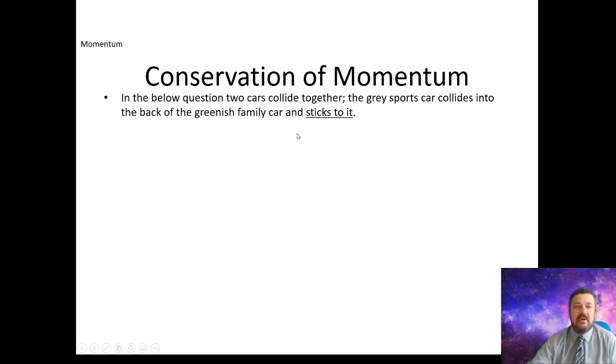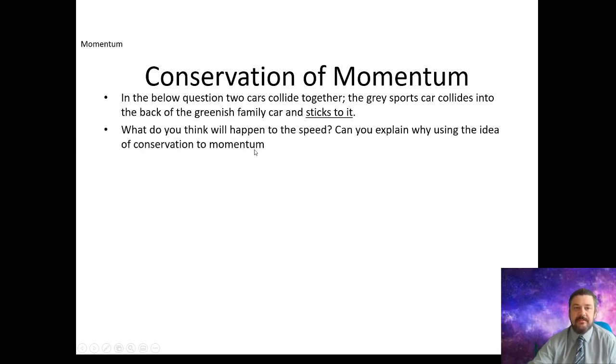So, in the below question, two cars collide together. The grey sports car collides into the back of the green family car, and let's say it sticks to it because there's no elastic in the collision. It's what we call an inelastic collision. What do you think will happen to the speed? And can you explain why using the idea of conservation of momentum?